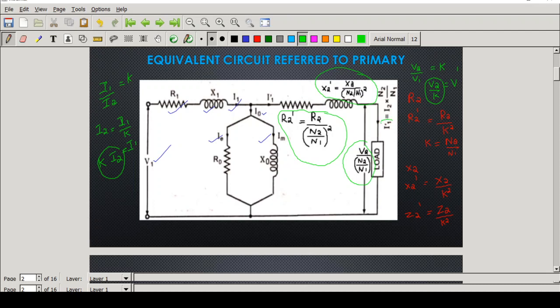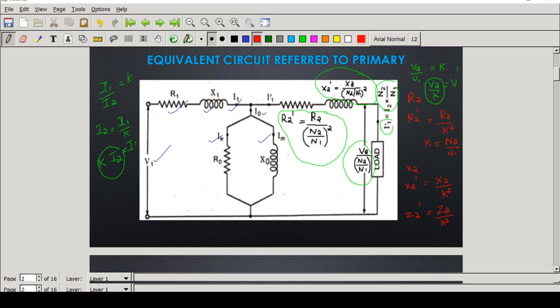I1 dash is the same as I2, that is equal to I2 into K. It is not by K, it is into K. So this is how you can transfer the parameters from the secondary side to the primary side. Okay. Now again we can simplify this.